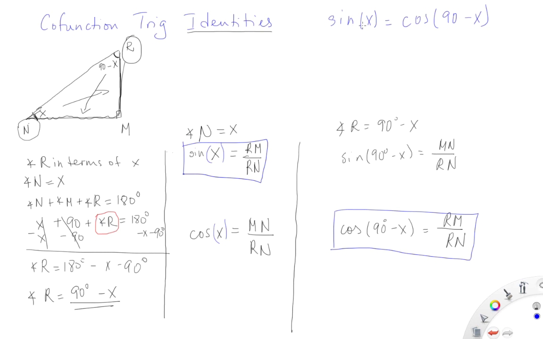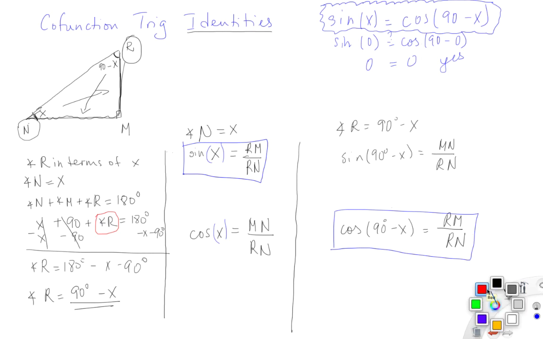What does that mean? No matter what number I put in for X, both sides will be equal. So for example, if I do sine of 0, will it be equal to cosine of 90 minus 0? Well, let's see. Sine of 0 is equal to 0, and cosine of 90 is equal to 0. Yes, this here is an identity. No matter what I substitute in for X, both sides will always be equal.